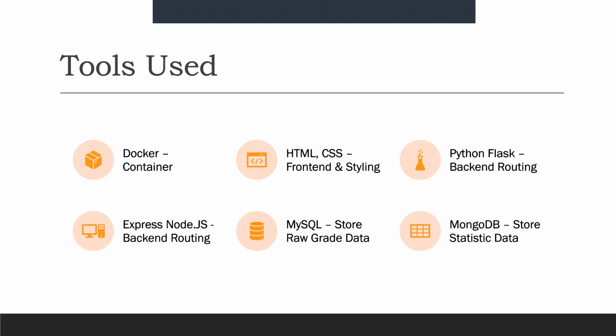So for the tools that we have used for our project, we'll be using Docker to containerize our app. We use HTML and CSS for the front end and styling, Python Flask for the back end and routing. We'll use Express Node.js for the back end routing and for the authentication, MySQL to store the raw grade data, and MongoDB to store the statistical data.